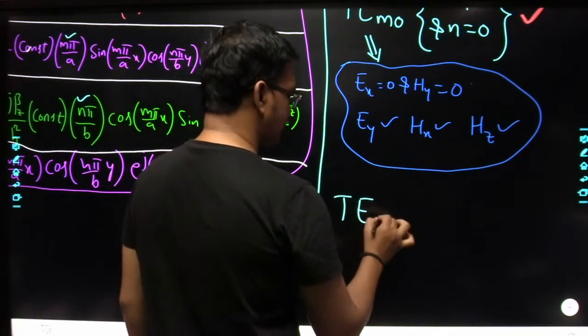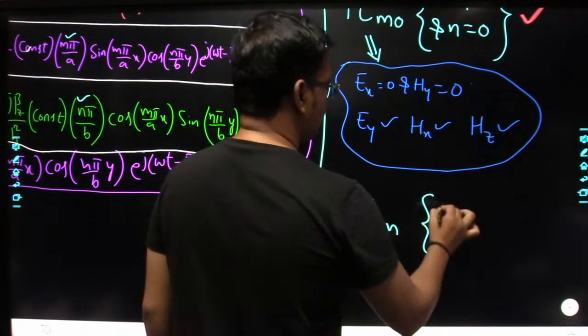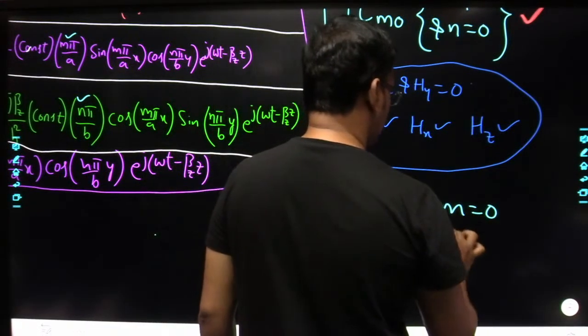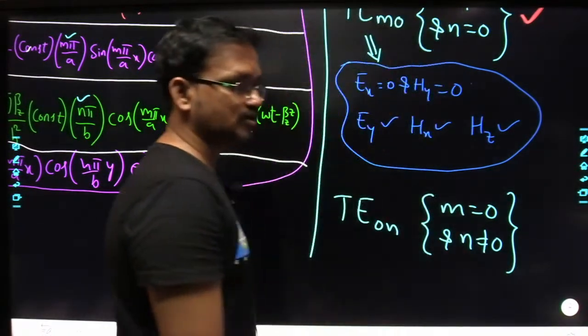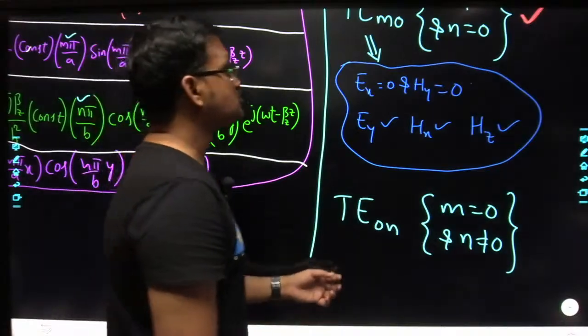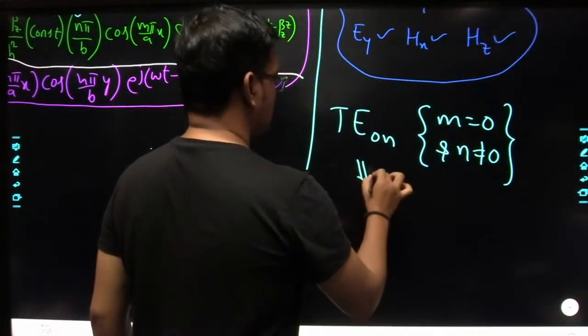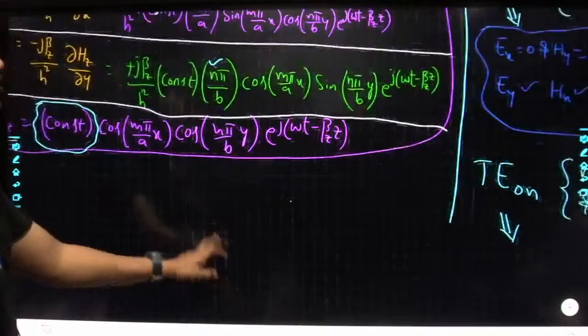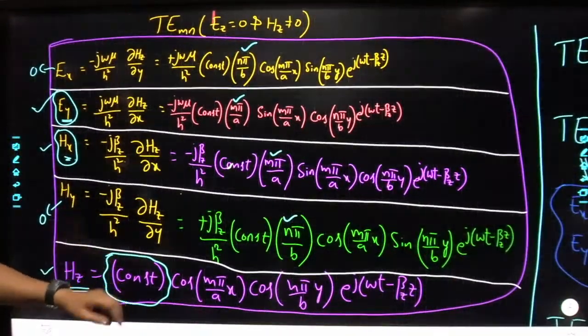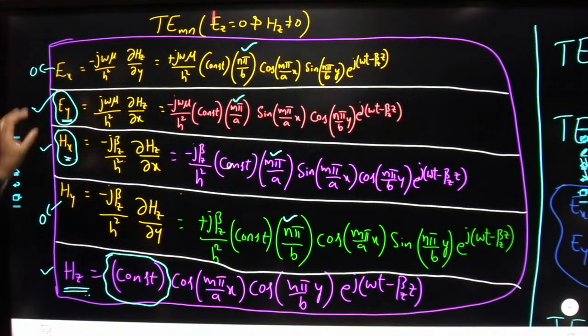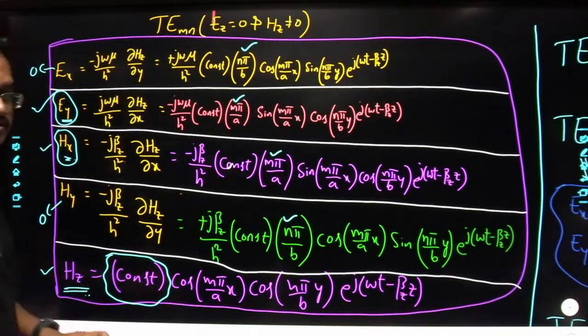TE 0n here. Here m equal to 0 and n not equal to 0. So in this case, okay, what are the field components that are going to exist? See here. So m equal to 0 and n not equal to 0. If you put m equal to 0, right, then Ey component will become 0 and Hx component will also become 0, whereas Ex is not equal to 0 and Hy is not equal to 0 and Hz is also present.